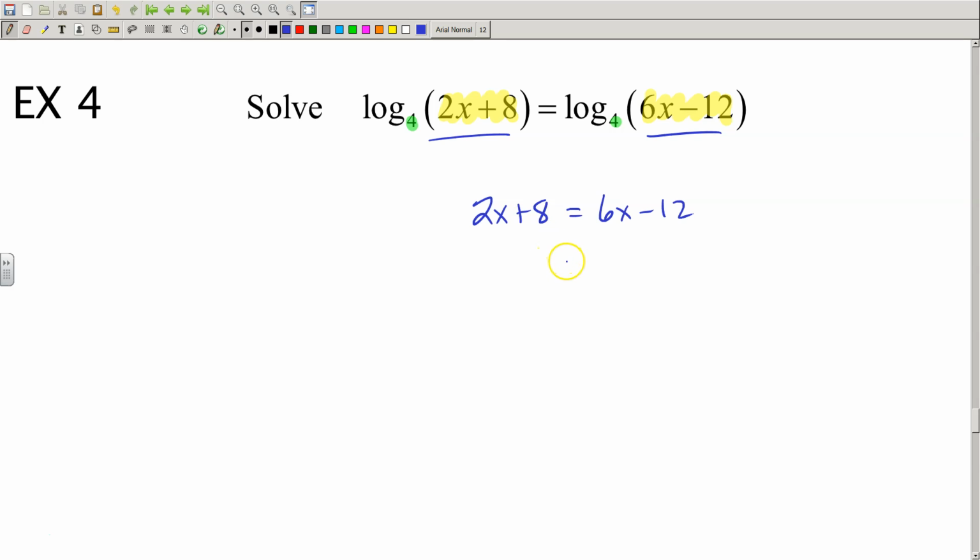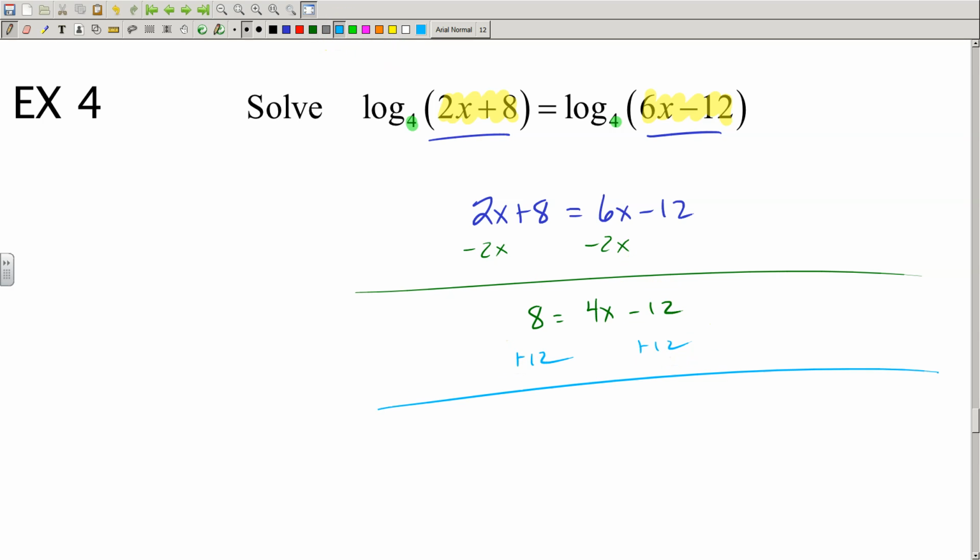So now we just get x by itself, where we collect the x's and get the numbers on the other side. Right, so I'm going to subtract 2x from both sides and get 8 equals 4x minus 12. And then I want to add 12 to both sides. And I'm going to have 4x equals 20. And then divide by 4 to get x equals 5.